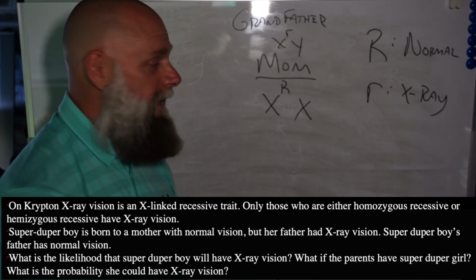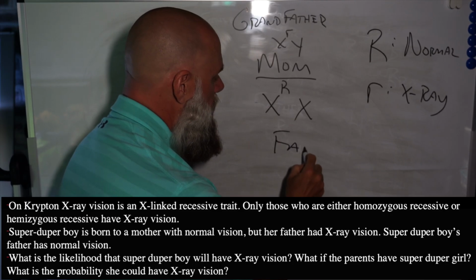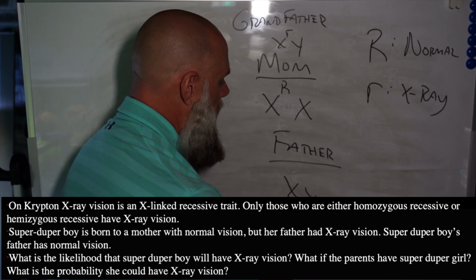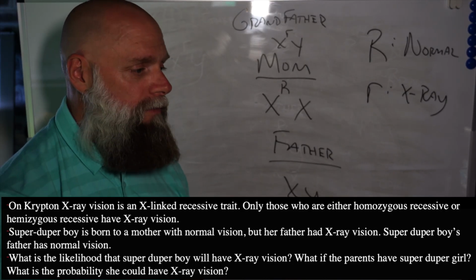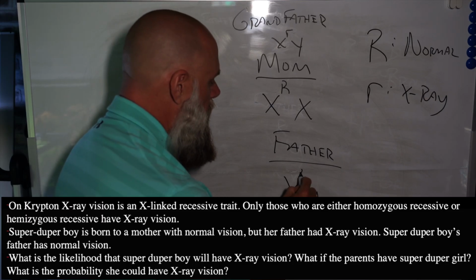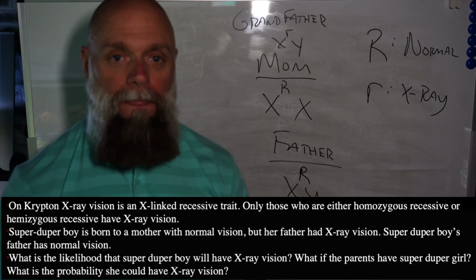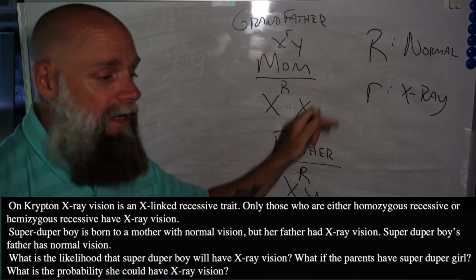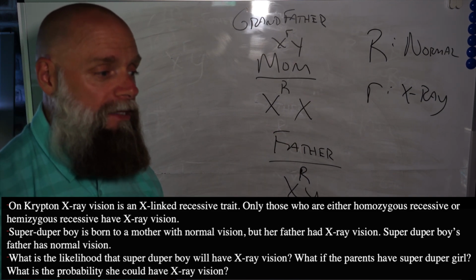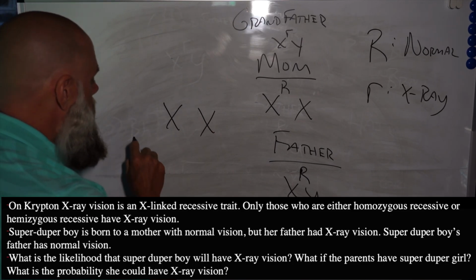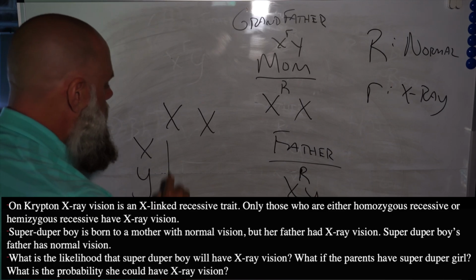Super duper boy's father, so now we're dealing with the dad. Again, XY. Well, guess what? Super duper boy's father has normal vision, and so that's going to give him a big R. Okay. We need to figure this out because what we need to know is the likelihood that super duper boy will have X-ray vision. So here's the mother's and father's genotype.